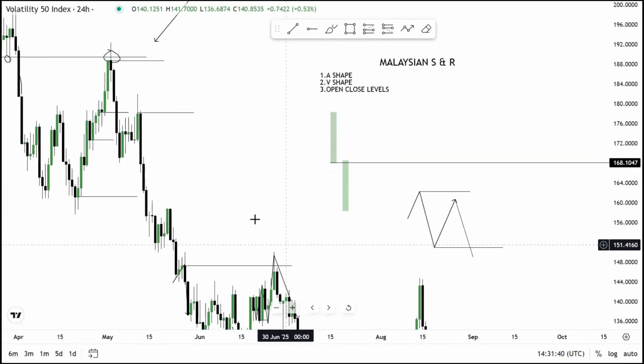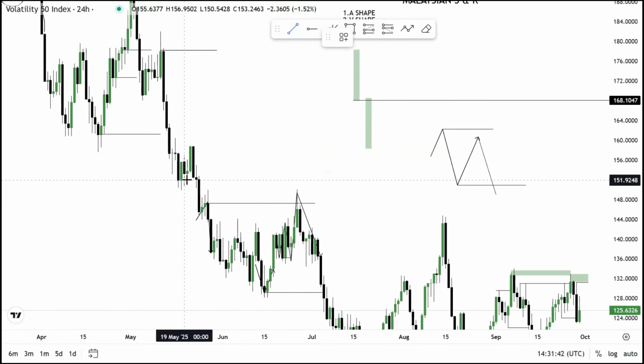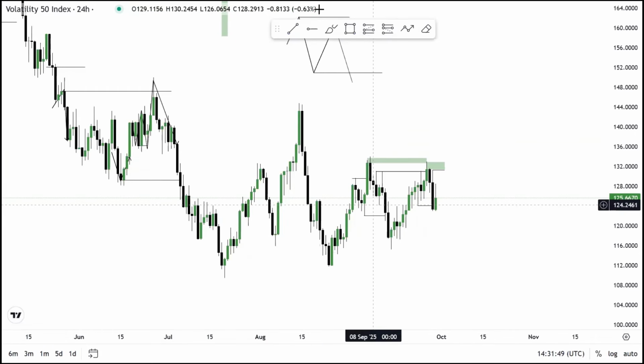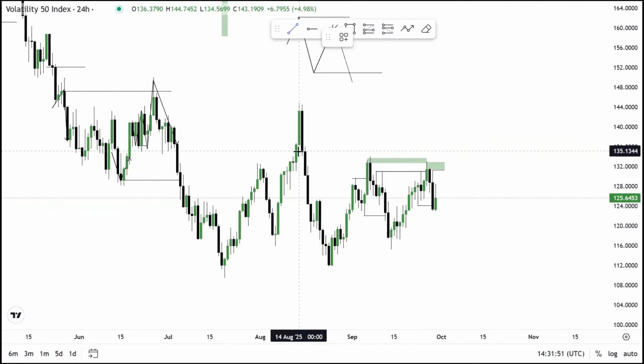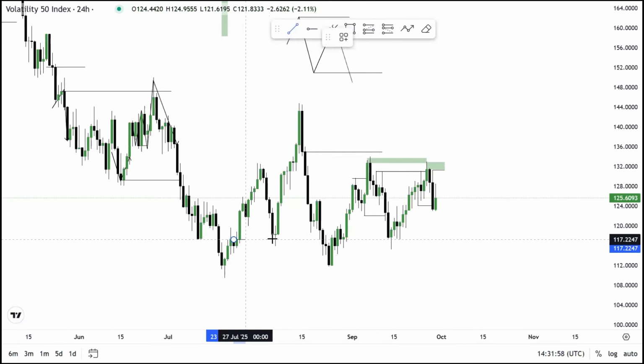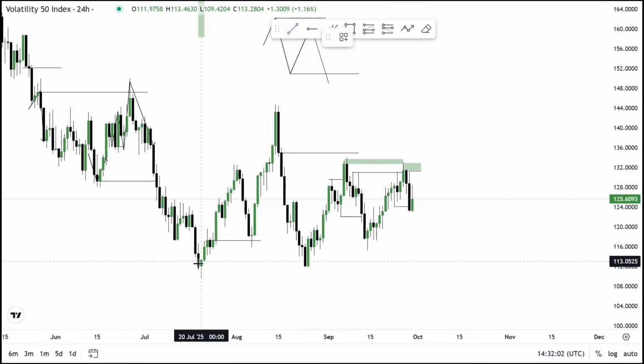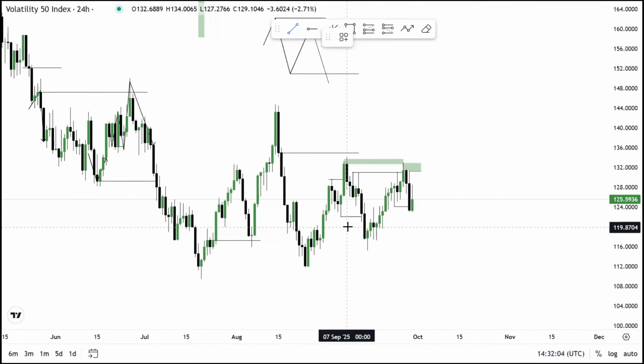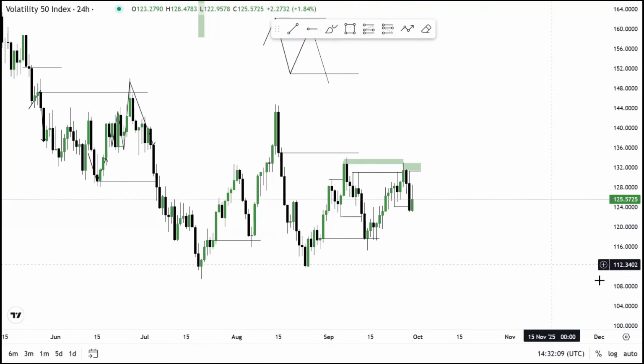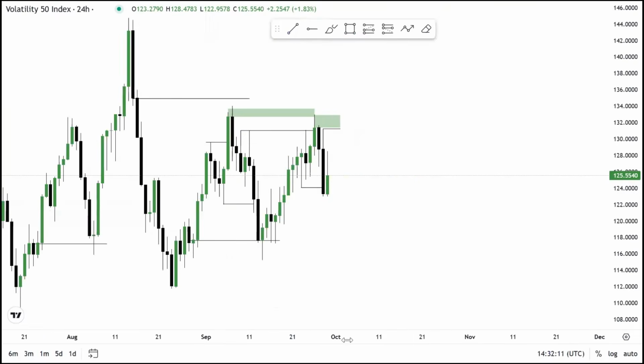Let me show you an example of an open close level. So this is an example of an open close level, right? Let me show you recent ones. This is an example of an open close level. These are levels that still work in the market. This is an example of an open close level. Price rejected off it. Okay, this is an example of an open close level. Can you guys see it?